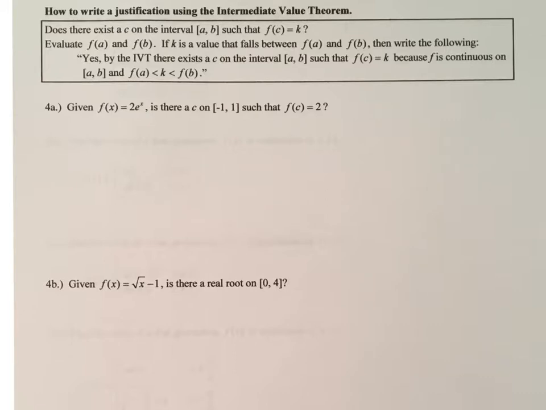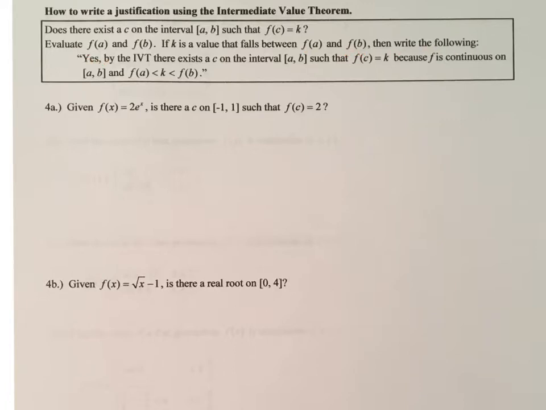In problem 4a, we're going to practice writing justifications that involve the intermediate value theorem. So here's how you answer the question, does there exist a c on the closed interval from a to b such that f of c equals k? The first thing you're going to do is evaluate f of a and then evaluate f of b. Then you'll check to see if your k falls between f of a and f of b, and if it does, then you'll write the following.